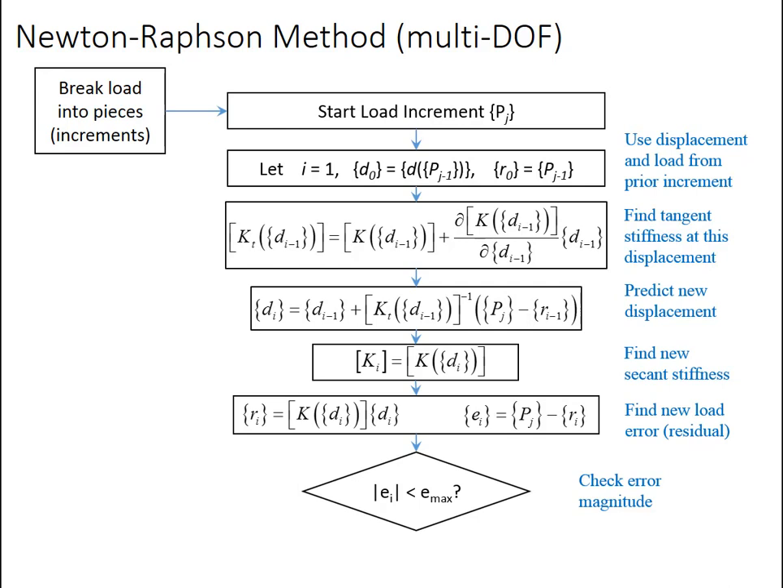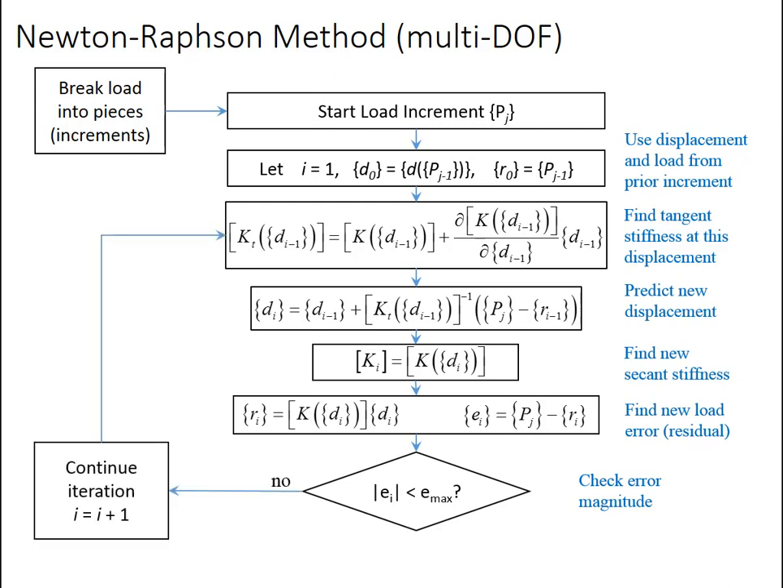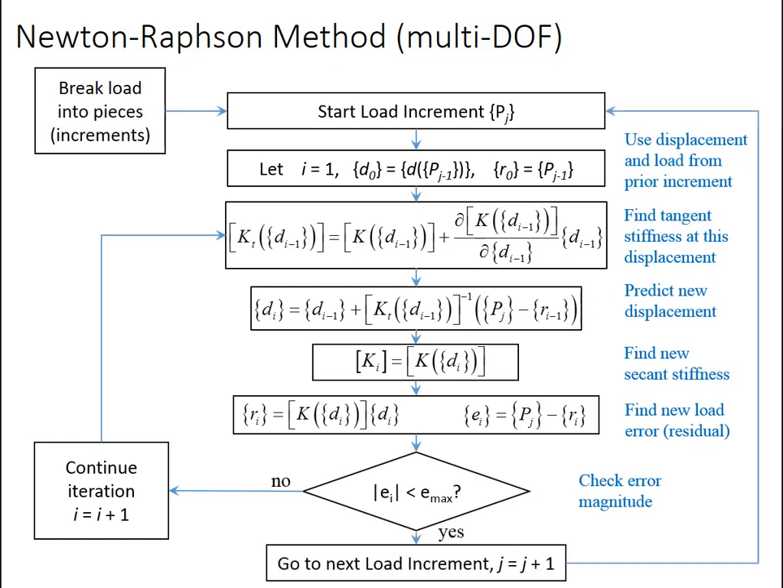Then we ask the question, is the load vector small enough? And here, because it's a vector, we need to find the norm of the vector. If it is not small enough, we iterate, so I increments by 1, so I becomes 2 for this second time through, and we repeat all those steps. If it is good enough, then we go back to our next load increment, so we increase the load.